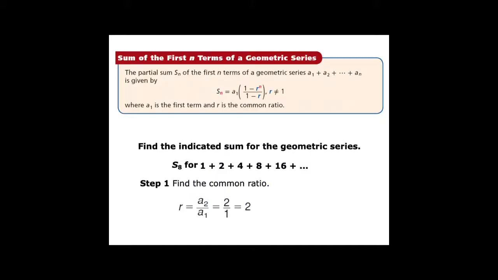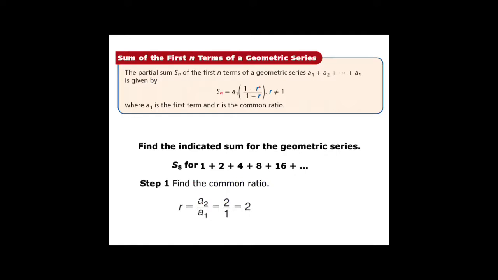The sum of the first n terms of a geometric sequence: the partial sum s sub n of the first n terms of a geometric series, a sub 1 plus a sub 2 plus through a sub n, is given by s sub n equals a sub 1 times the quantity 1 minus r to the n power over 1 minus r, and r cannot equal 1, where a sub 1 is the first term and r is the common ratio.